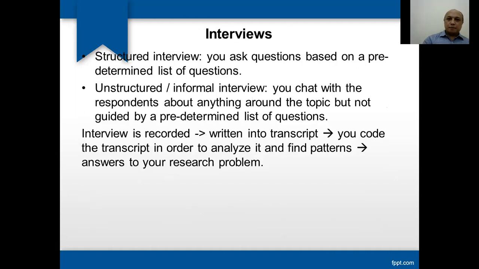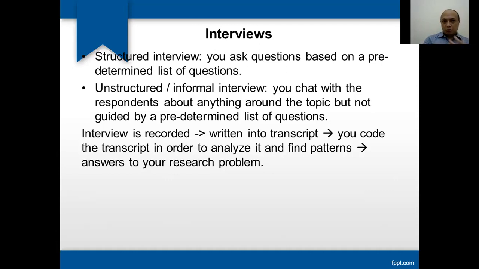Now interviews are divided into two. Structured interview is when you ask questions based on a predetermined list of questions. Before you go out to meet people and interview them, you prepare a list of questions. And when you meet your respondents, you ask them the questions one by one from your list. That is what we call structured interview.